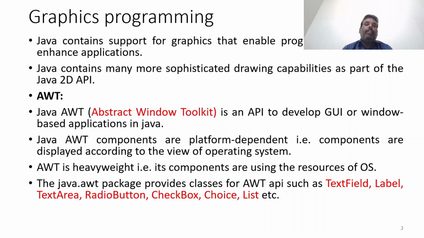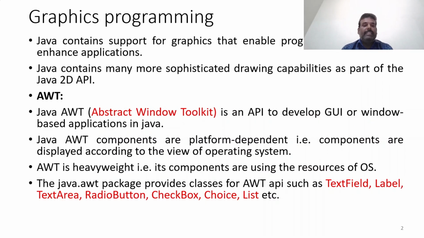The next level of programming is graphics programming. Java supports many visual-effects programs also. For that, Java provides some default classes. First, AWT, the Abstract Windowing Toolkit. It's an API to develop GUI for web-based applications in Java. In Java, AWT components are platform independent; that is, components are displayed according to the view of the operating system.